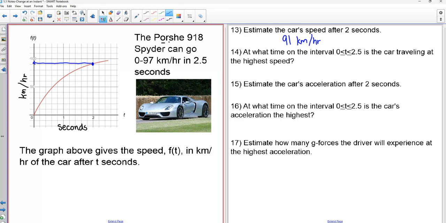Okay, so knowing that, what about 14? Who can tell me at what time on the interval from 0 to 2.5 is the car traveling at the highest speed? What do you think, Michael? The car's traveling at the highest speed when t equals 2.5. Perfect. Because we're not looking for slopes, right? We are just looking for the highest, when this graph is the highest, this gives us speed. So the graph is the highest right here at the end of the graph at 2.5 seconds. So that is the highest.